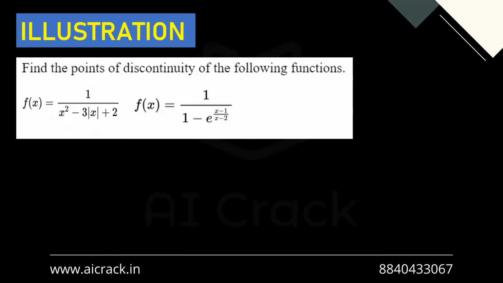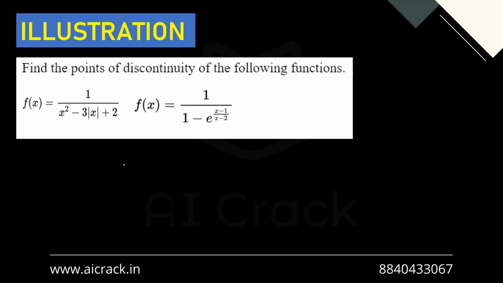Okay. Now let's look at the second function. We have 1 upon 1 minus e raised to the power (x minus 1) divided by (x minus 2). Now the numerator is constant, which is continuous. In the denominator, we have to find out all the values where this is becoming 0, right? Where the function is not defined. Also, there can be certain points where the inner function is not defined, and the definition of this entire function is dependent on that function also. So we have to check all the points where that function is not defined, and all the points where this denominator is becoming 0.